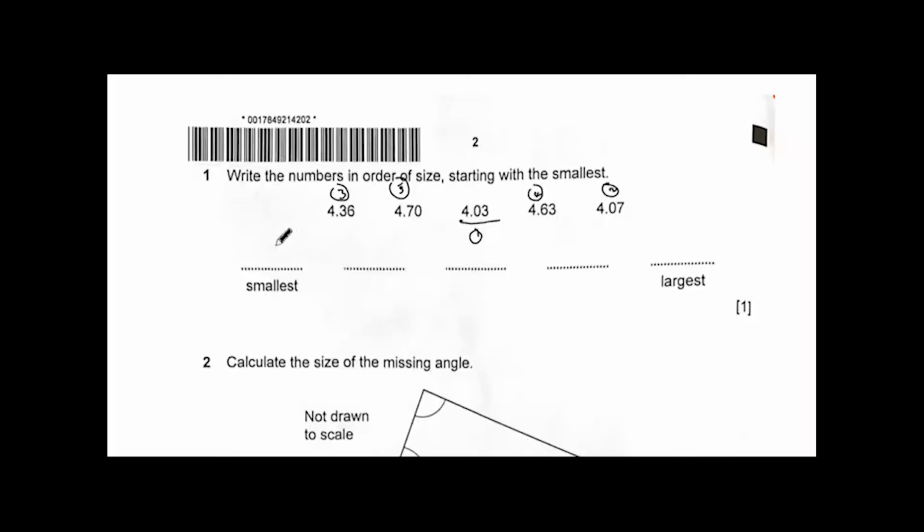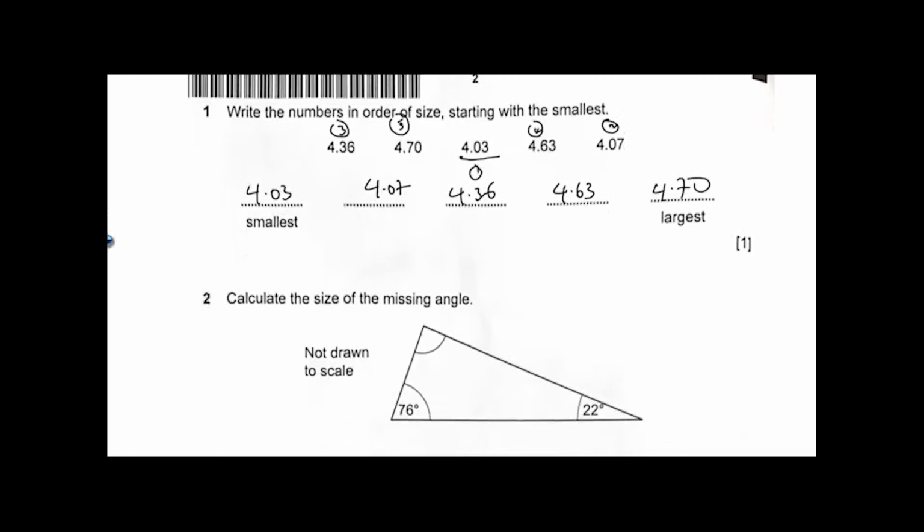Okay, so we're going to have 4.03, 4.07, 4.36, 4.63, and 4.70. So let's go to the second one.